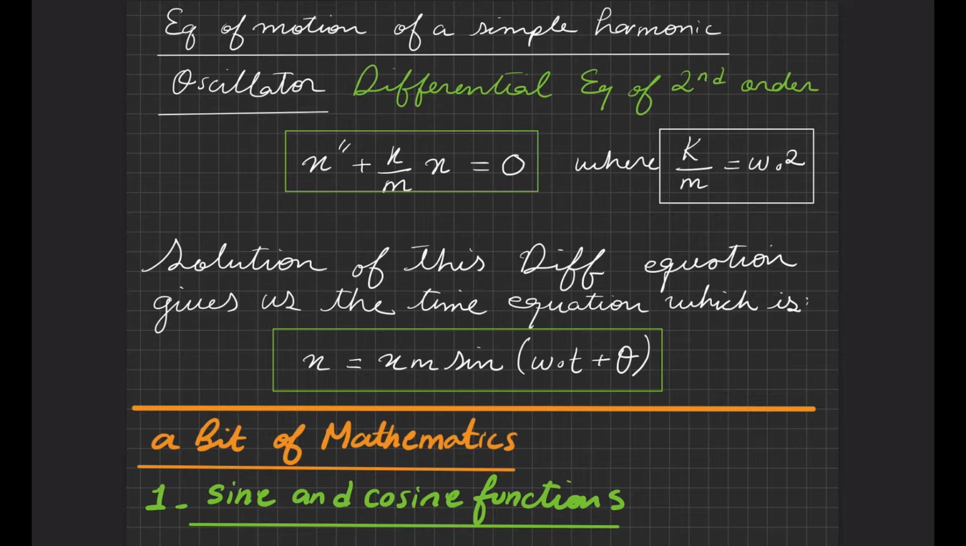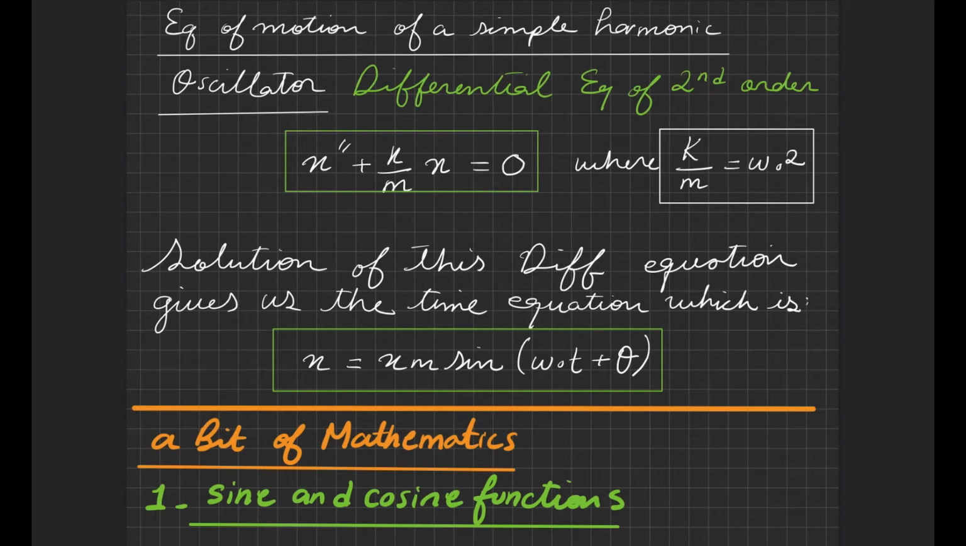We are going to study what's the exact meaning of the angular frequency in a second video, but now just take it as it is. And the solution of this differential equation is x equals xm sine of omega 0 t plus theta, and this solution we call the time equation of motion of this simple harmonic motion.